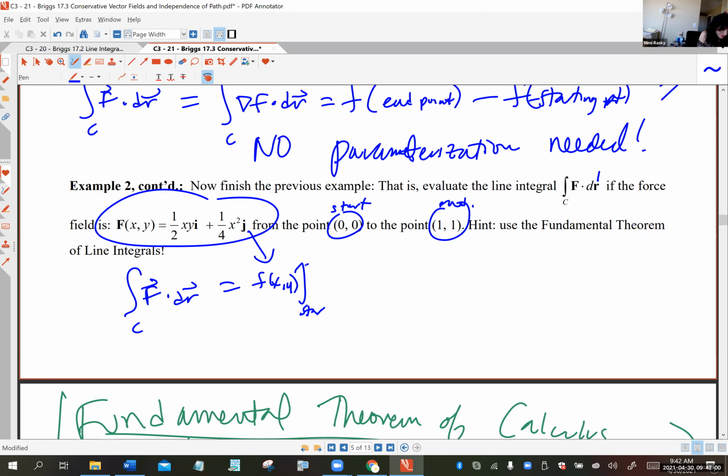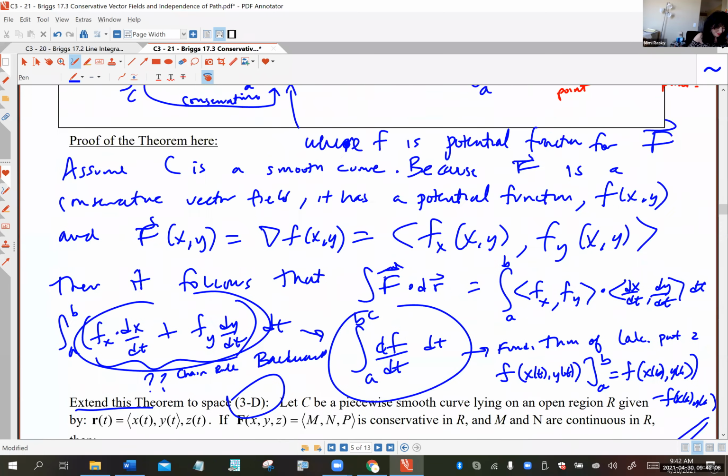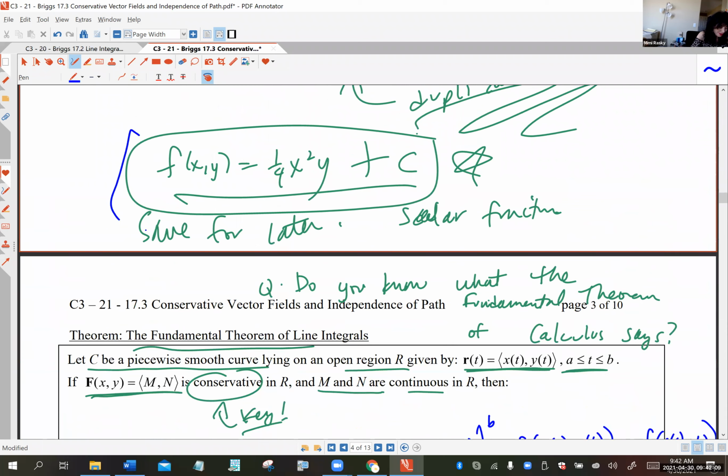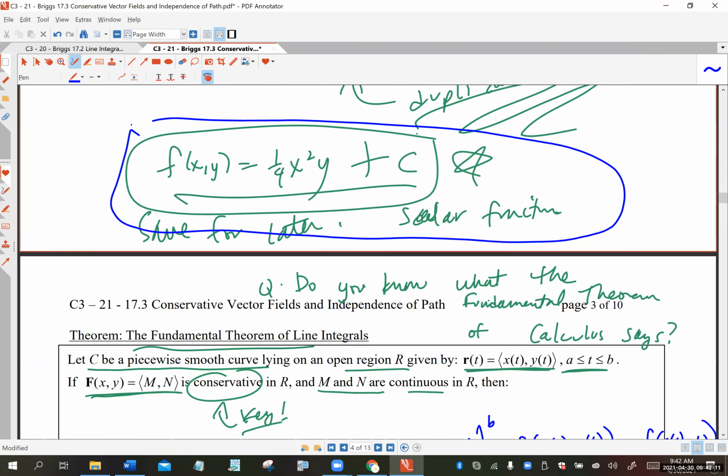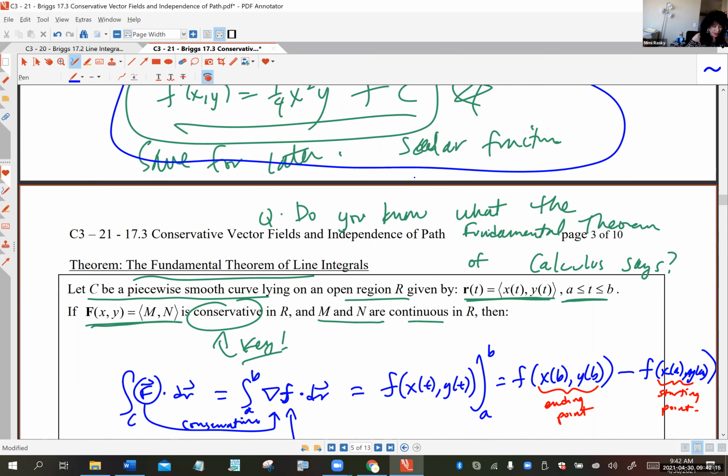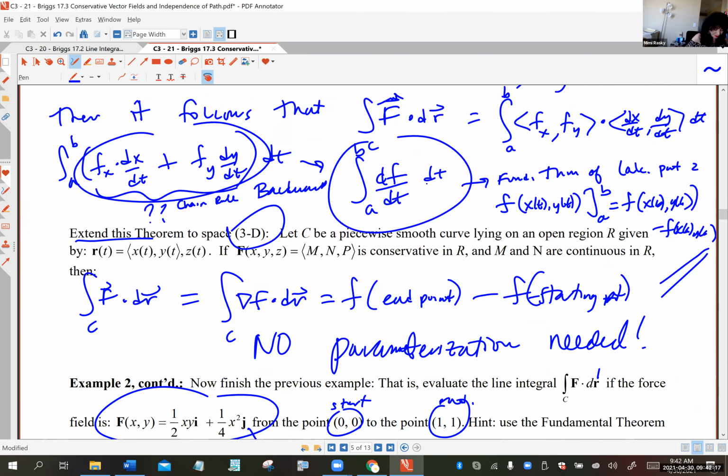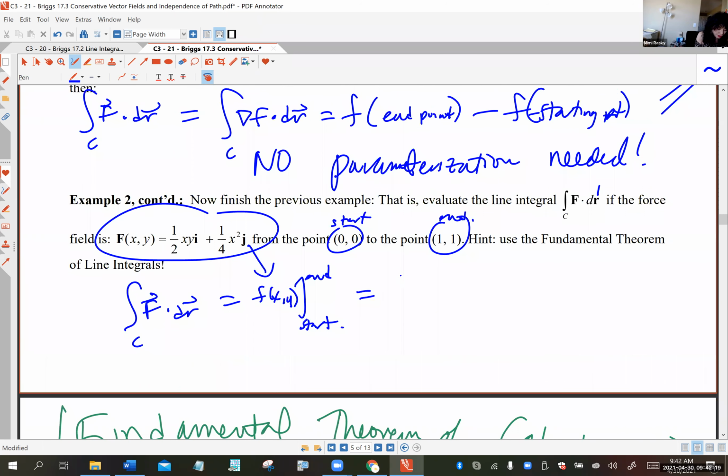Anybody remember it? Remember I said save it for later? Right here. That. And the plus C is not going to be needed because it'll subtract out. So you only need to put any non-constant terms in here. So you're going to have 1/4 x squared y, and you're going to evaluate it between the limits.